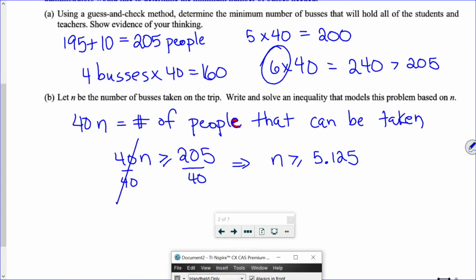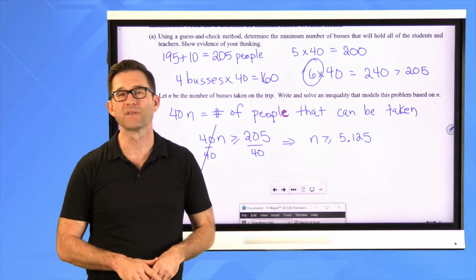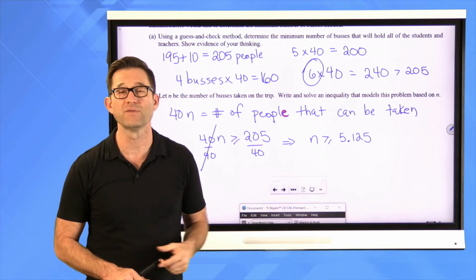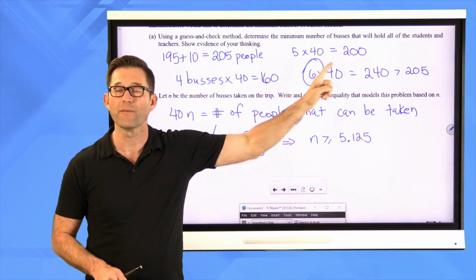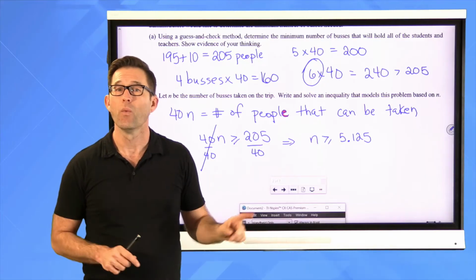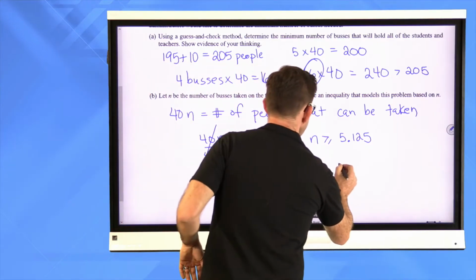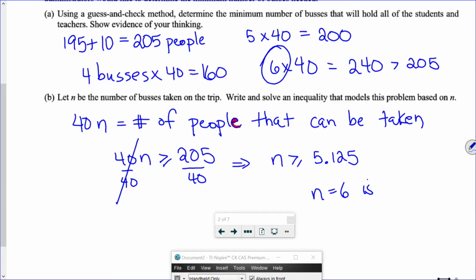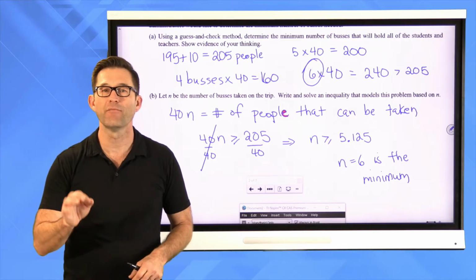Now, keep in mind the real question was, what is the minimum number of buses that need to be taken? Now you've got to watch out in this situation because you could easily look at this and go, well, 5.125, I'm going to round that down to 5. And yet what we saw up here was that 5 buses was not going to be enough. In fact, because the number of buses must be an integer, it's got to be a whole number, then the smallest whole number that still fits is 6. 6 is the minimum number of buses that is still greater than or equal to 5.125.